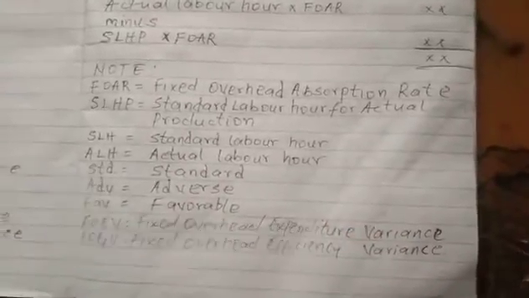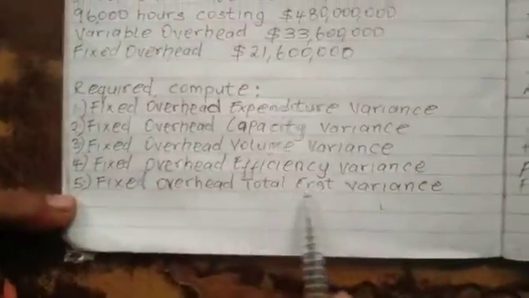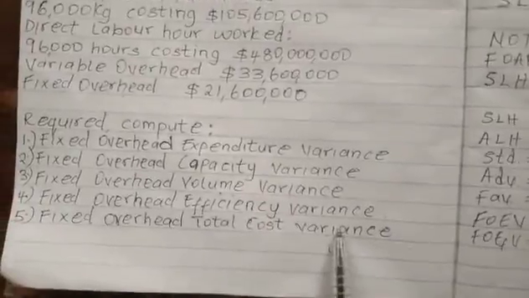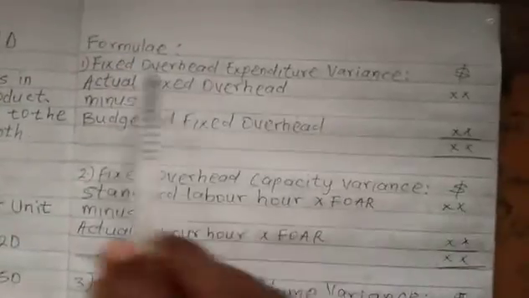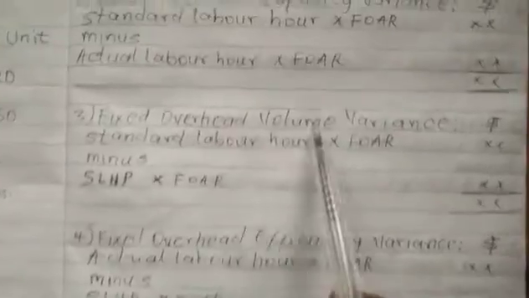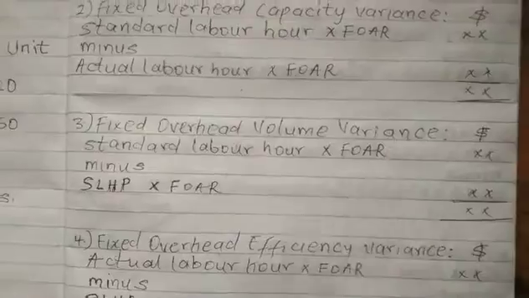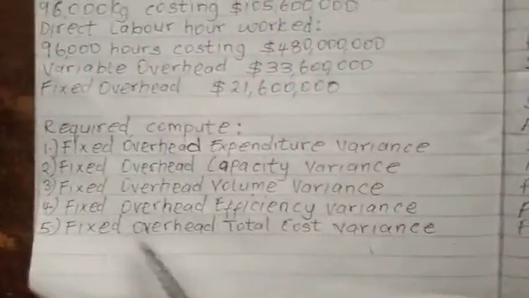There is also another formula, which is for the fixed overhead total cost variance. The formula for that is fixed overhead expenditure variance minus fixed overhead volume variance, which gives you the fixed overhead total cost variance. So let's go to the solution.